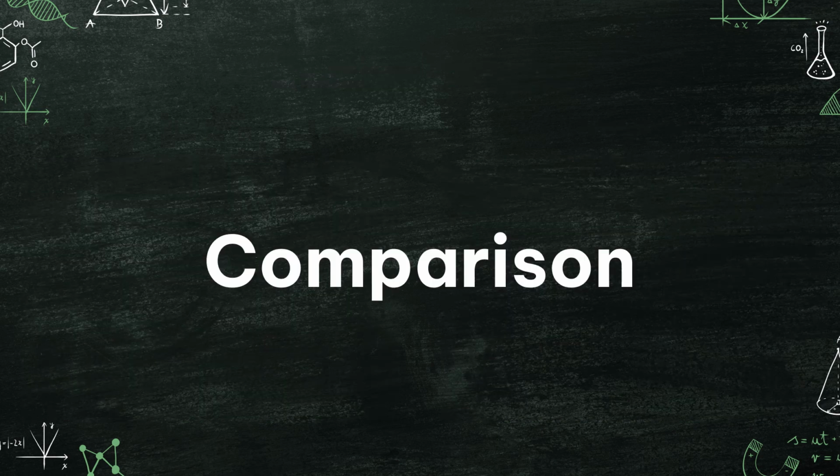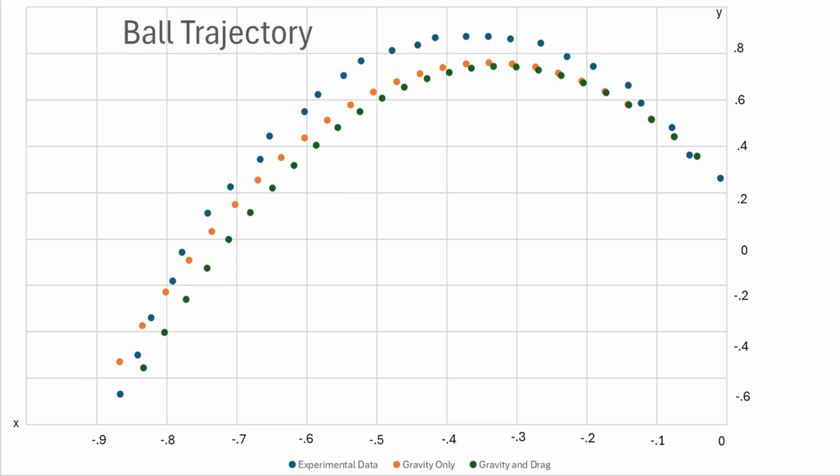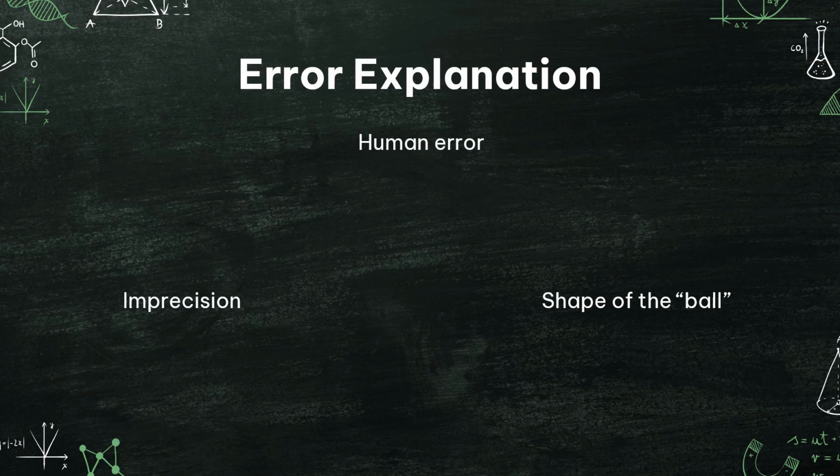Now, I will be comparing these computational models to the experimental results. Here are the results in terms of x and y, starting from the right, going left, as this is the way we threw the ball. At the top of the graph in blue is the experimental results. The orange is a computational model using only gravity, and the green is the computational model considering both gravity and drag. The computational models are not the same as the experimental results, which could be for a number of reasons.